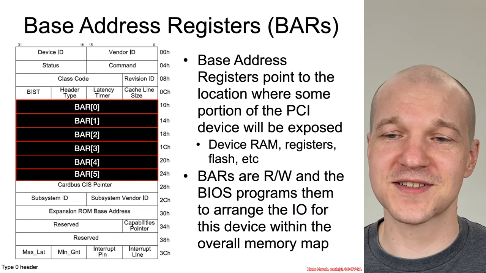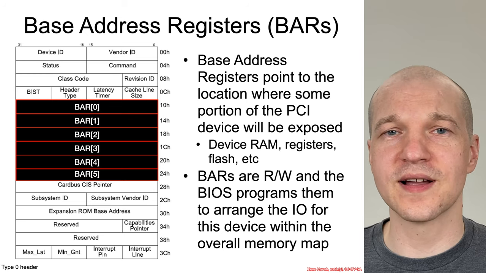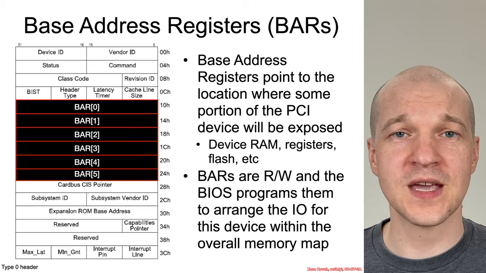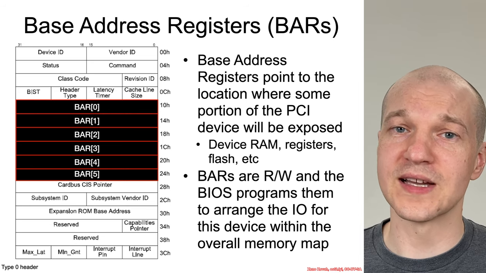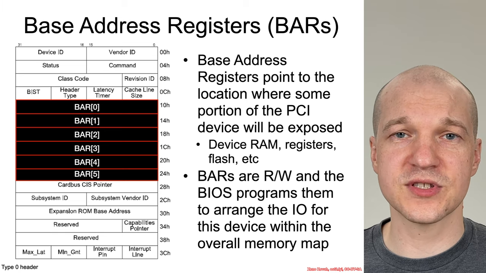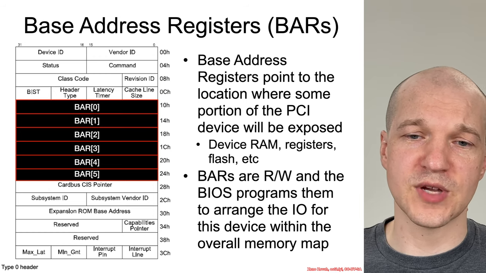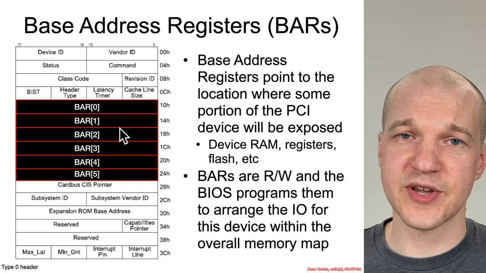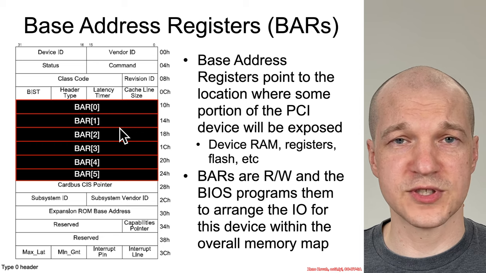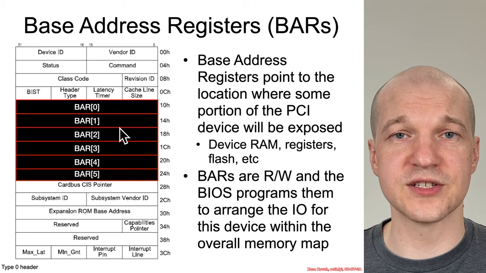So, base address registers, what are they? Well, base address registers are a location that specifies some sort of optional place where a part of the hardware, a PCI device, is going to be exposed to the rest of the system. Could be via memory mapped I/O, could be via port I/O. The bars are read-write, and it's the responsibility of the BIOS to program them in the context of the overall memory map. So if it's going to program one particular bar and then the next particular bar, it needs to make sure those don't overlap with each other or any other devices on the system. Because when you're accessing some particular port I/O or memory mapped I/O range, you want to make sure it's going to the device that you expect.